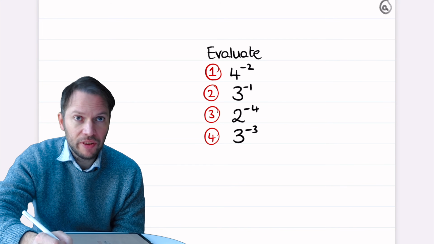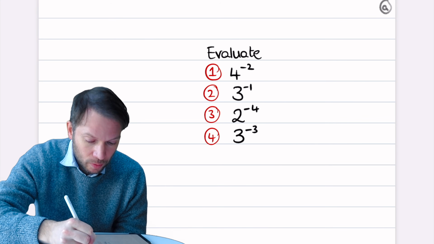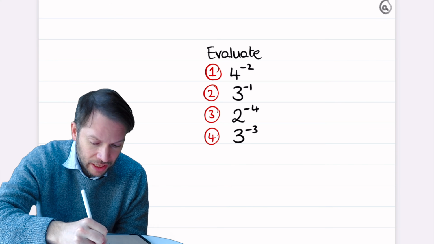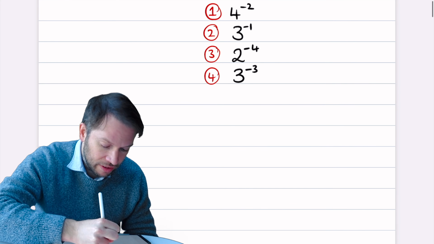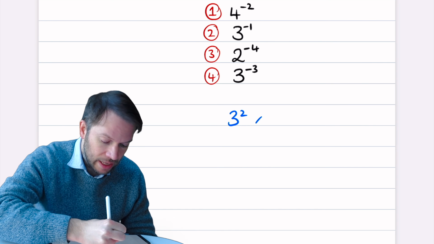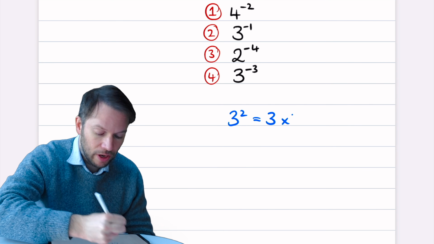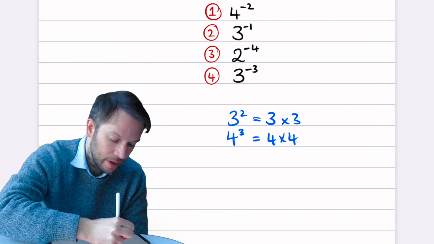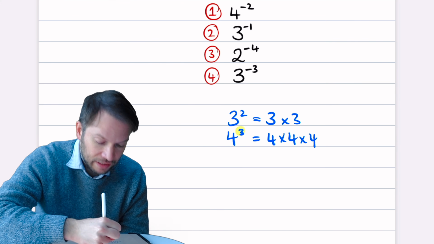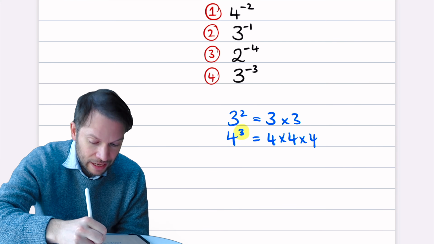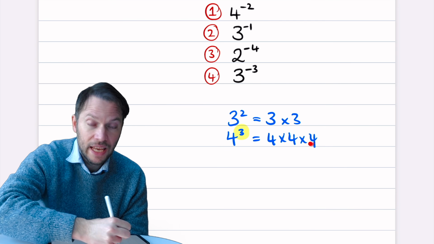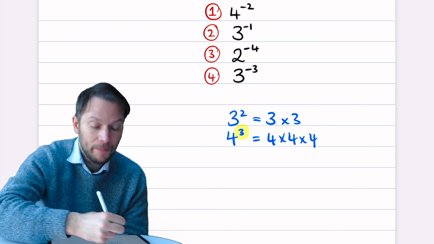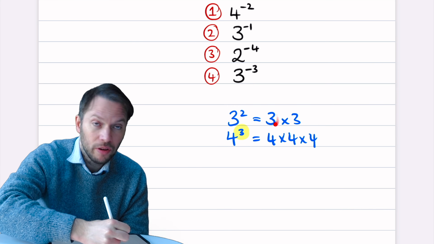Hi, in this video we're going to cover negative indices, and by that I mean that we've got something to the power of a negative number. Now that seems a bit weird because if I consider 3 squared, what that means is 3 times 3. If I had, say, 4 cubed, that means 4 times 4 times 4. And basically this index, otherwise known as exponent, tells us how many 4s we're multiplying together. So we've got 3 4s and we're multiplying the 3 4s together, right? Just like 3 squared means we're multiplying 2 3s together.